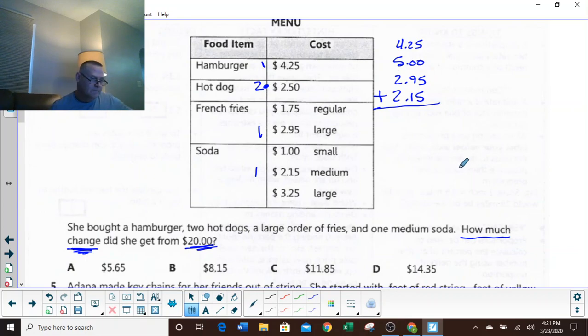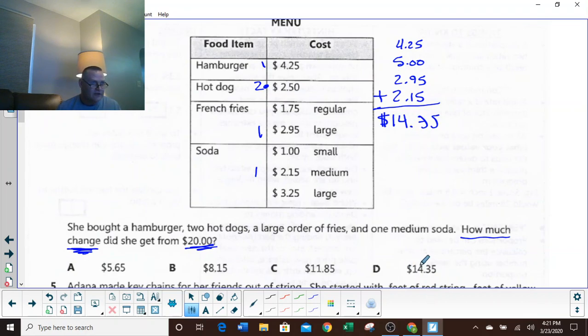Oh, let me flip mine over. Wait a minute. Here we go. All right, I add all this together. I get $14.35. Nice 3. It looks like he's a hunchback or something. All right.